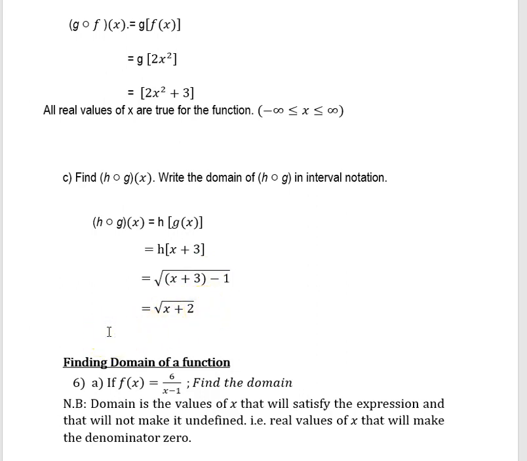Now the domain means what are all the values of x that will not make this equation untrue. Remember that the root sign of any negative number will not work. So the first thing to do is to equate x plus 2 to 0 and solve for x. It means x will be equal to -2. Now, what does that tell us? It tells us that any value less than -2 will not work, because if I use -2 here, it will be okay, but any value less than -2 will not work.